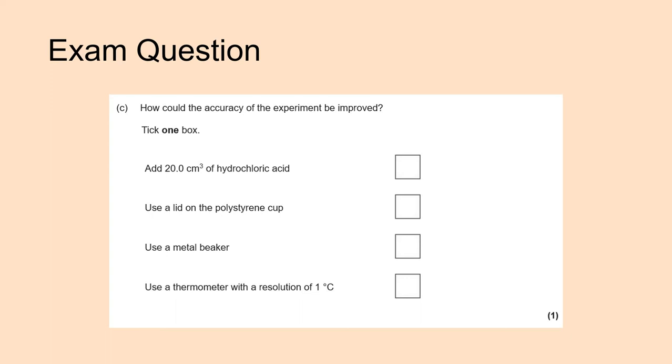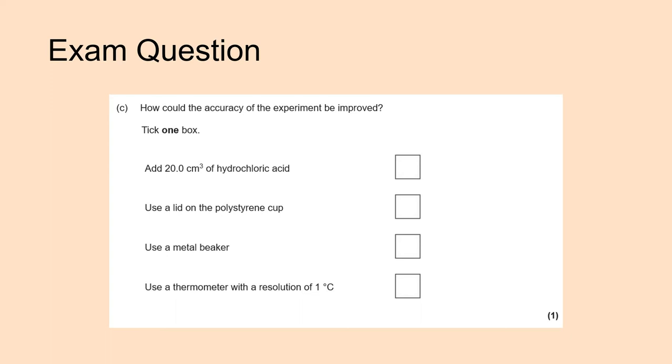For a true value, we need to measure all of the temperature rise, so we must limit any energy loss to the surroundings. For this, the best answer would be to put a lid on the polystyrene cup. Polystyrene is an insulator and will help prevent any energy being lost to the surroundings.